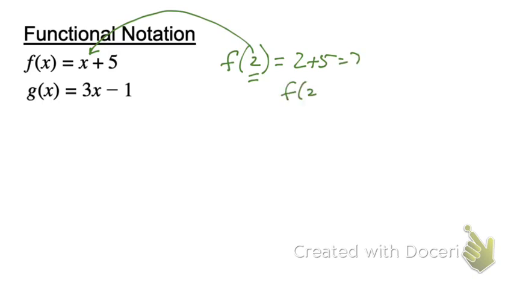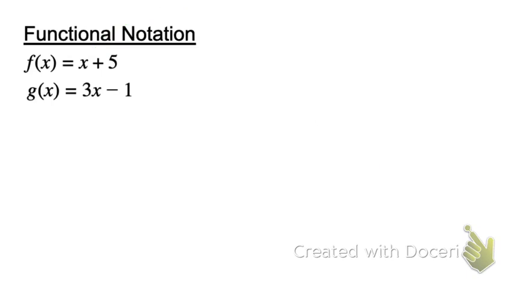So we'd be able to say f of 2 equals 7, which, an added piece of information we learned, is that the coordinate (2, 7) is on our graph. Okay, so that's one thing we can do with functional notation.